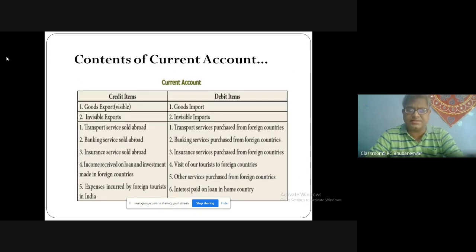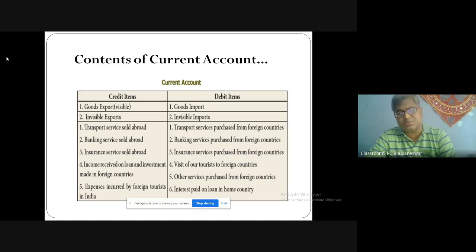These problems arise. But if you go through my slide, you see how the current account looks: credit item, debit item, goods import, invisible, goods export, visible. There are certain items that can be shown through the current account. Take the visits of our tourists to foreign countries. If you visit foreign countries several times, cash can outflow to other countries, or foreign exchange can be reduced.